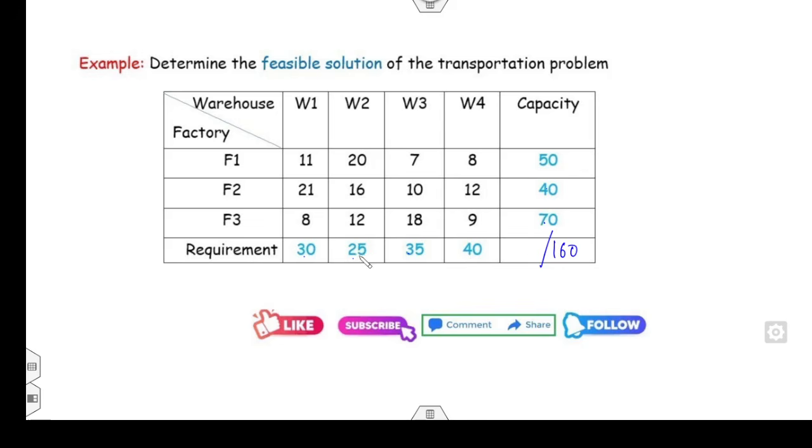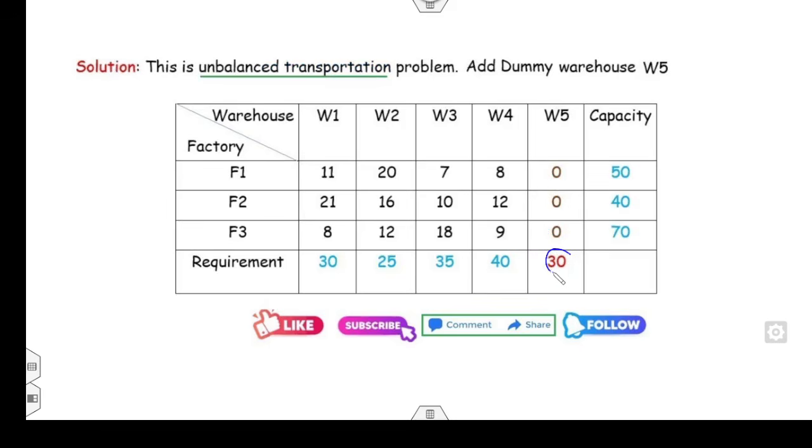It's 60, 40, is 130. So clearly, this problem is unbalanced. Then you can convert it into a balanced transportation problem. The difference is 30. Since the requirement is less, I can create a dummy column whose value is 30, and the initial cost is 0. So we can add a dummy warehouse W5.